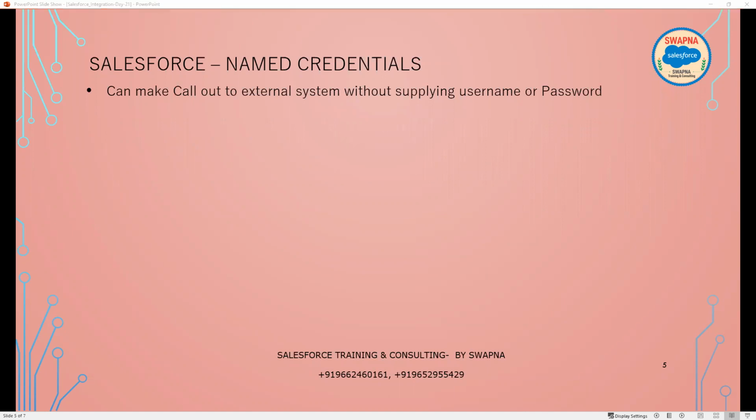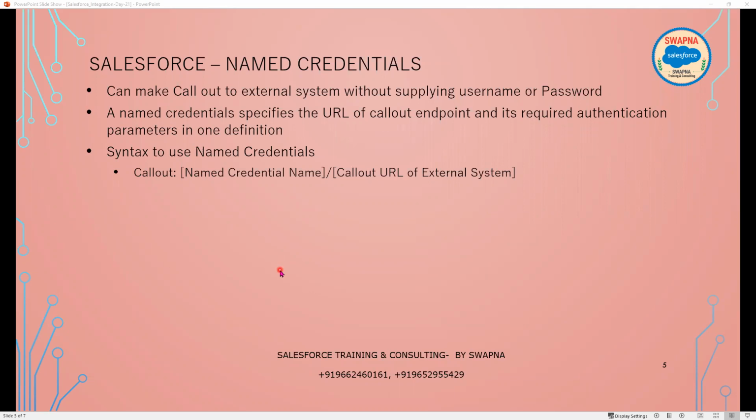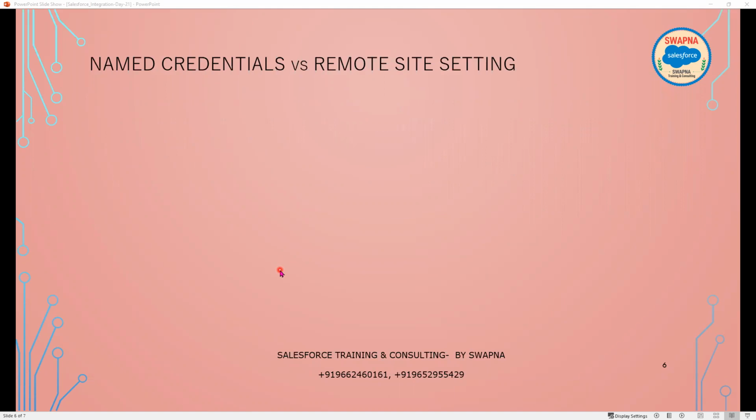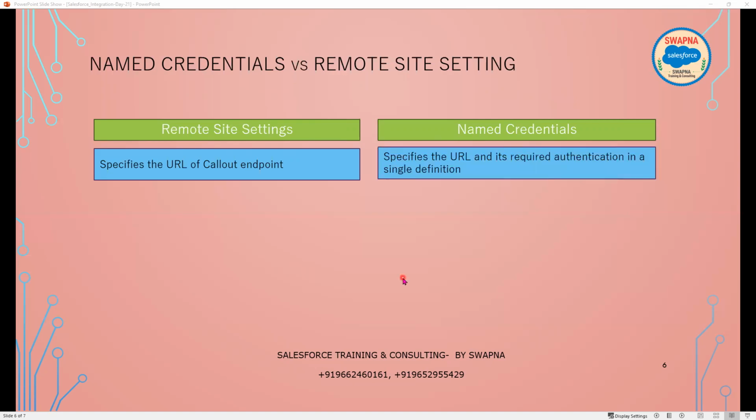Now we know that by using named credentials I can make a callout to the endpoint, and to simplify the authentication we have to use named credentials. What is the difference between remote site setting and named credentials? Remote site settings specify the URL of a callout endpoint; I just specify the URL to do the whitelist. Whereas in named credentials, you specify the URL and its required authentication in a single definition.